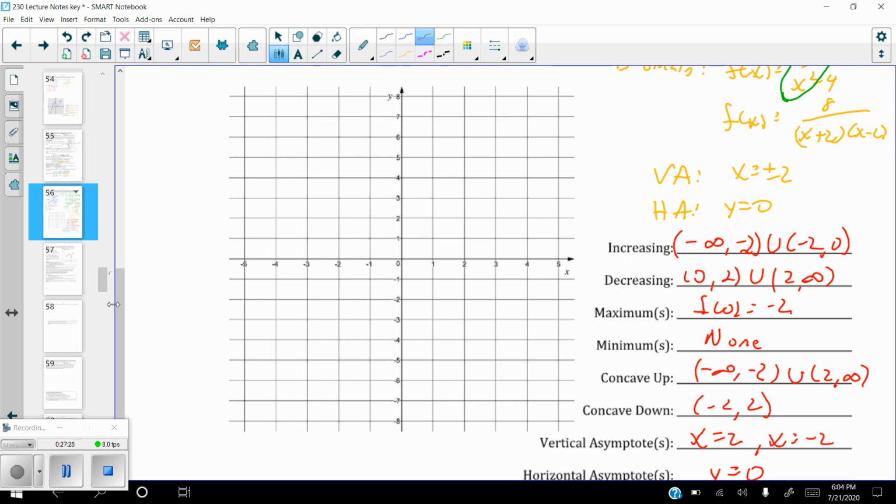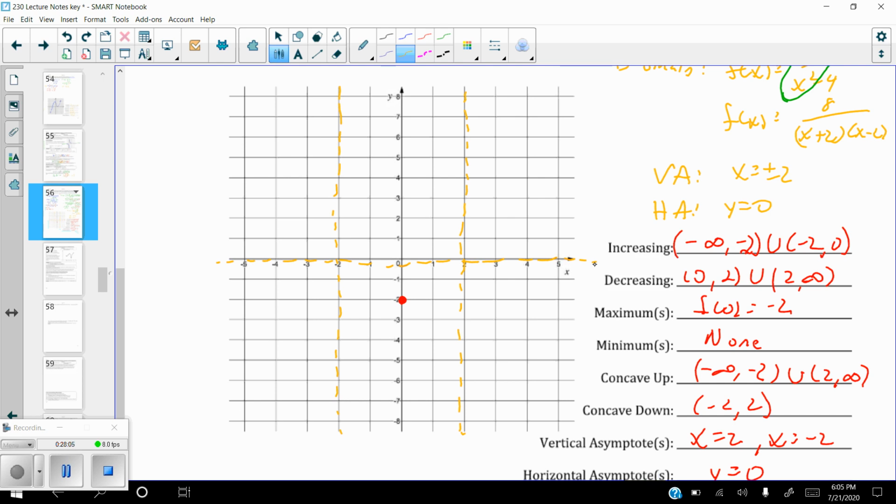Okay, let's plot the points that we know. We know we have a maximum at the point 0, -2. Interesting. And that's a local maximum. I know that I have vertical asymptotes. I have a vertical asymptote at x equals -2. Put a dashed line there to indicate that. A vertical asymptote at x equals 2, dashed line there. Horizontal asymptote at y equals 0, put a dashed line right there on the x-axis. Remember, what happens in between the asymptotes really doesn't matter. It's only what happens at the extremes for the horizontal.